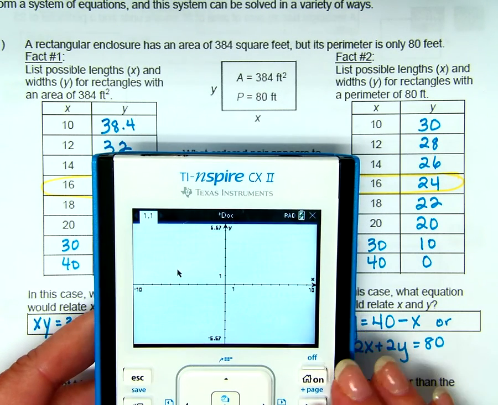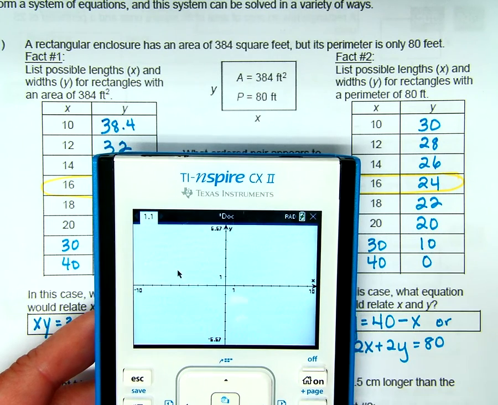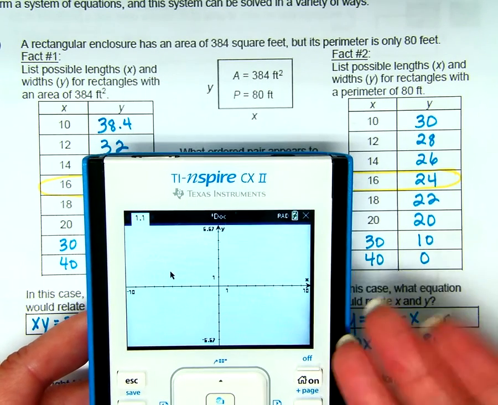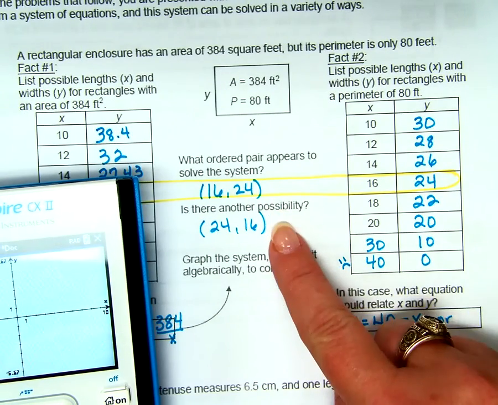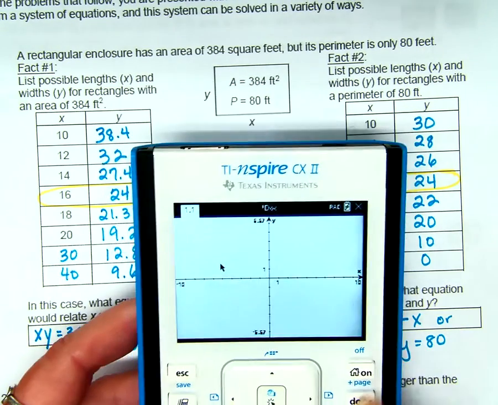Wait, did I break it? Okay, yeah, that's what you guys always say. When you graph it and nothing shows up, you're like, oh, I broke it. You didn't break it, you just can't see it, right? Where do we think our solutions are going to be? Neither one of those are on this window, are they? We have to adjust our window.